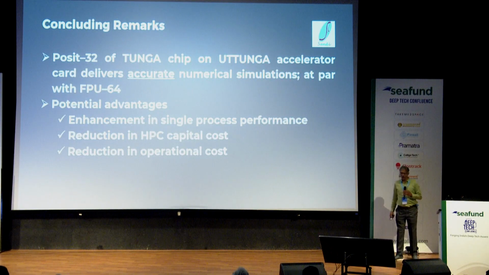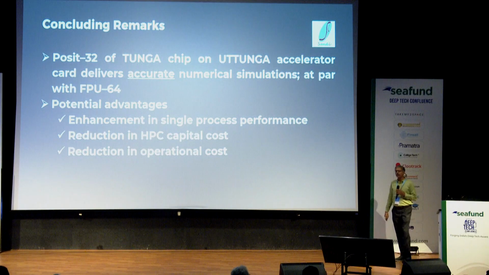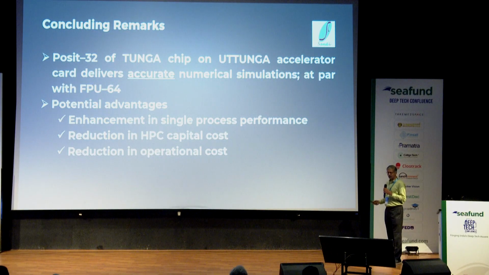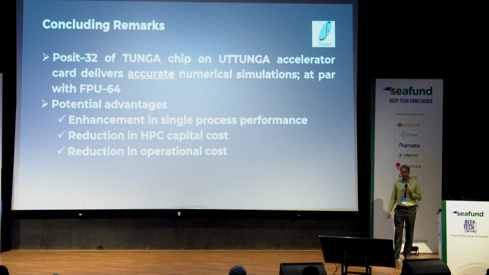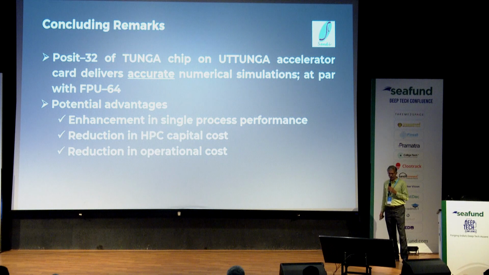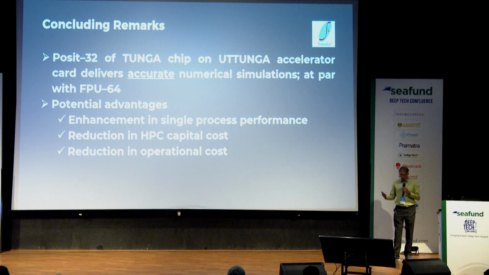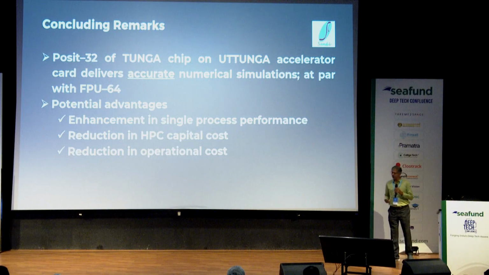So to conclude, the Posit 32 of the Tunga chip on the Uttunga accelerator card has delivered accurate numerical solutions which are at par with FPU 64. And we see potential advantages in terms of enhancement in the single process performance of our software, reduction in the HPC capital cost, and reduction in the operational cost.